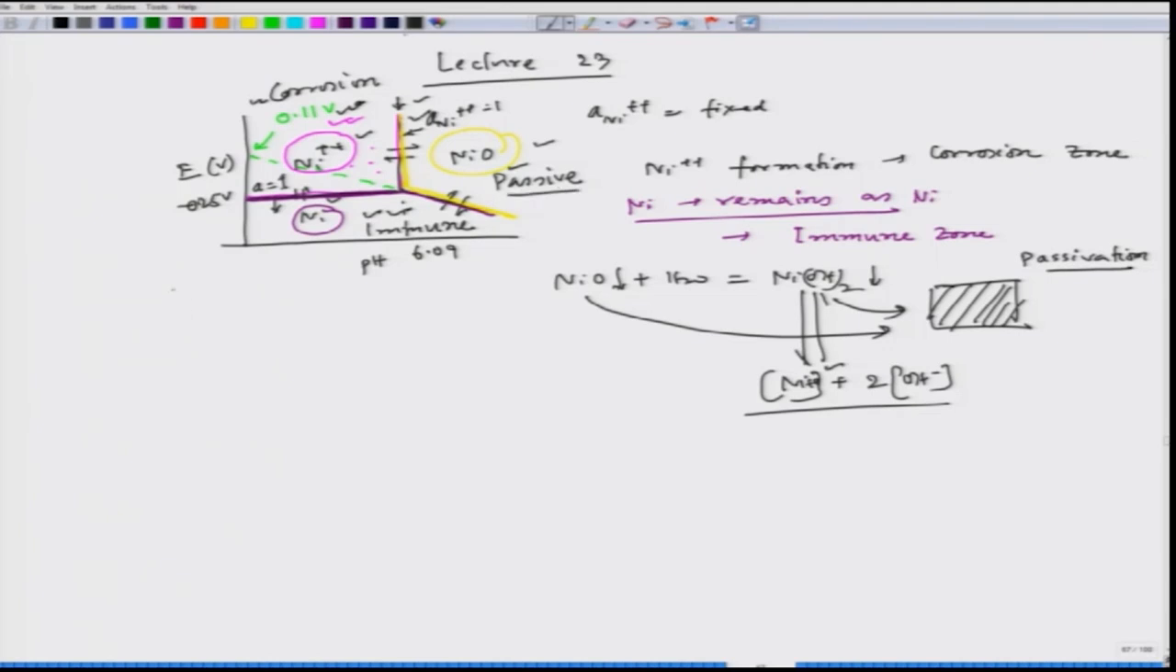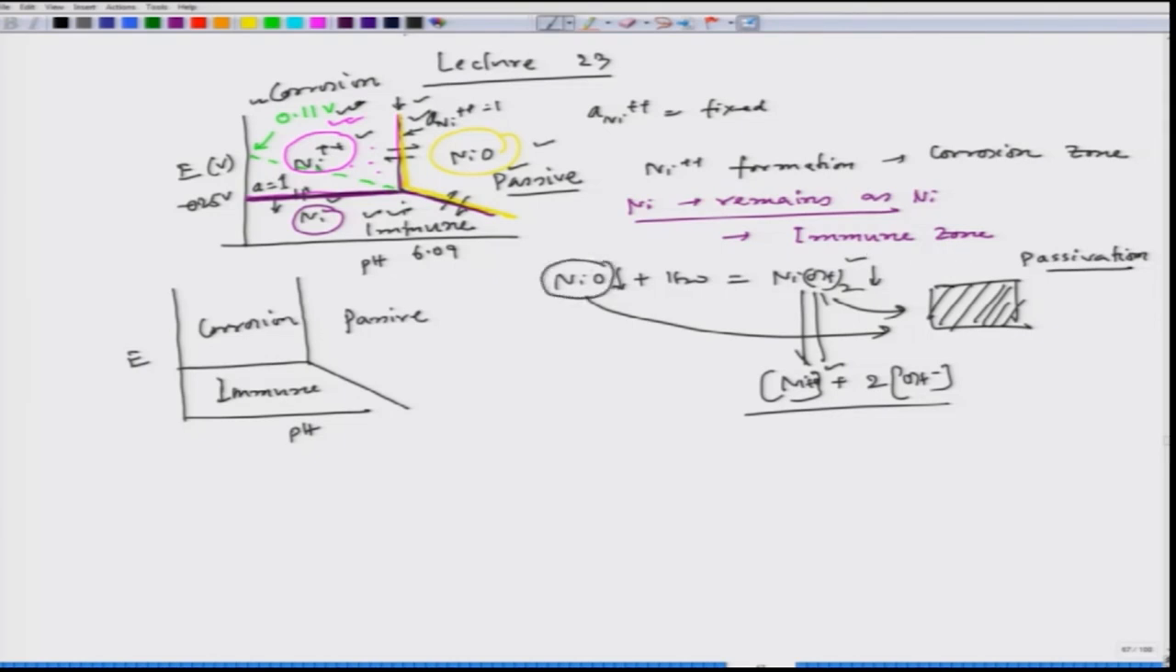So, we decide three zones: immune, corrosion and passive. In fact, we can have such diagrams for many other metals. And coming to this particular phase, since we have done the calculation on the basis of the chemical potential of NiO, we can also have the same plot if we consider NiOH.